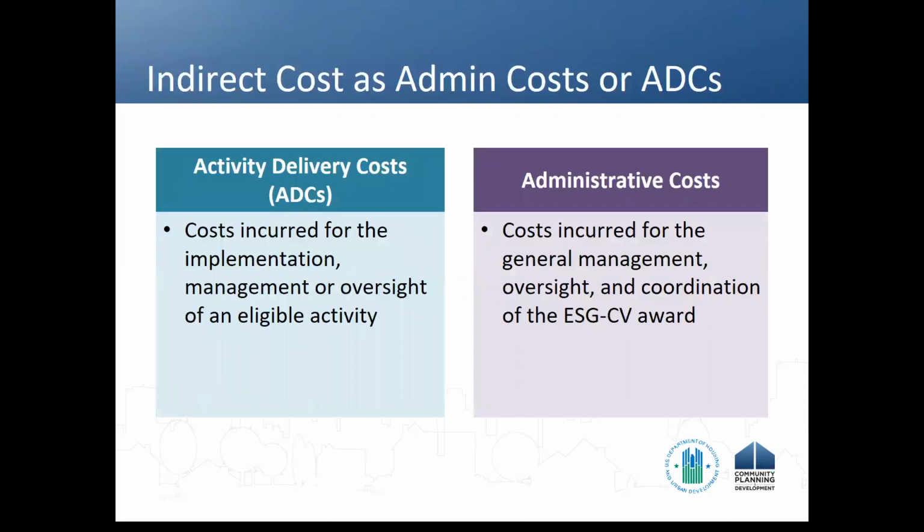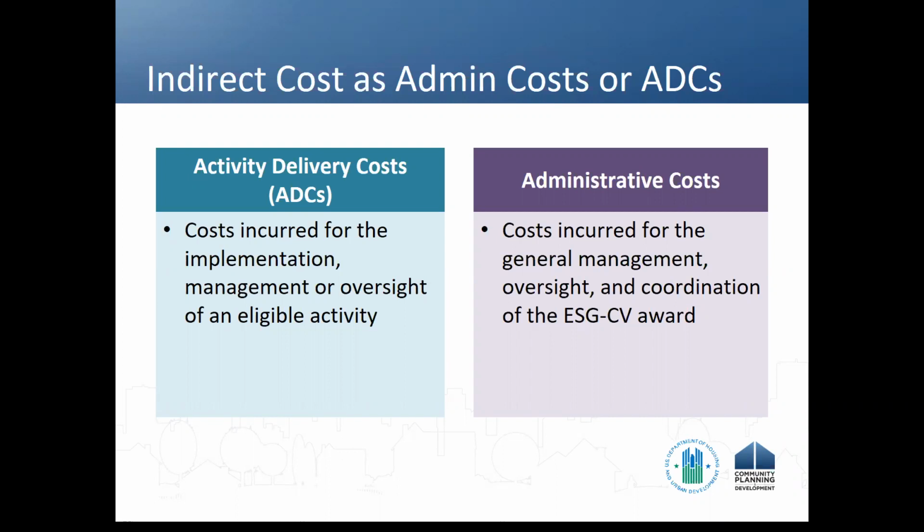So it's common to assume that indirect costs are automatically considered administrative costs subject to the administrative cap because indirect costs represent costs such as rent, utilities, and agency-wide services such as human resources and payroll. However, since indirect costs represent a percentage of direct costs, grantees and subrecipients incurring direct costs for an ESG-funded activity can also incur indirect costs for the activity itself, as opposed to admin. This is referred to as an activity delivery cost, or an ADC.